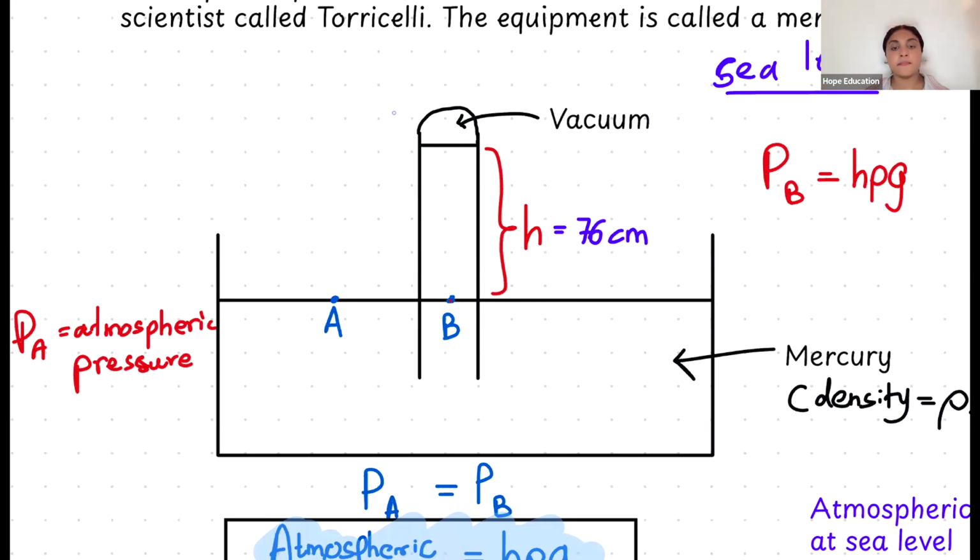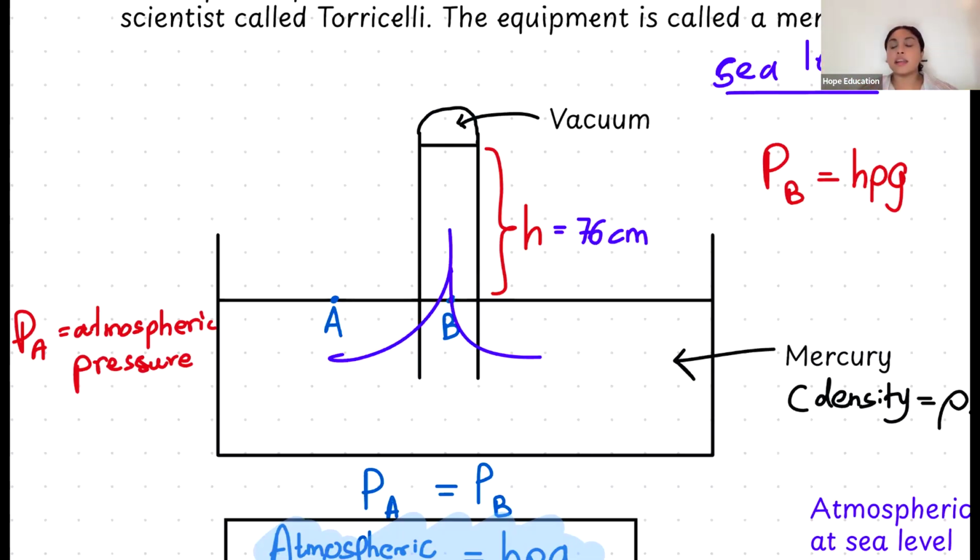some of the mercury will flow out and therefore there will be a small gap here, which we call a vacuum. My question is, why did all mercury not flow out?